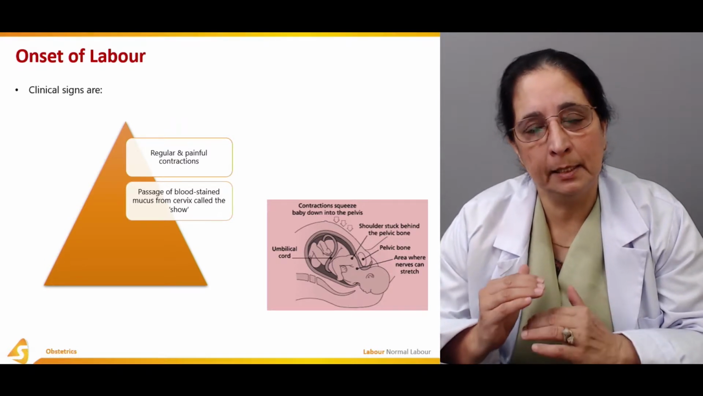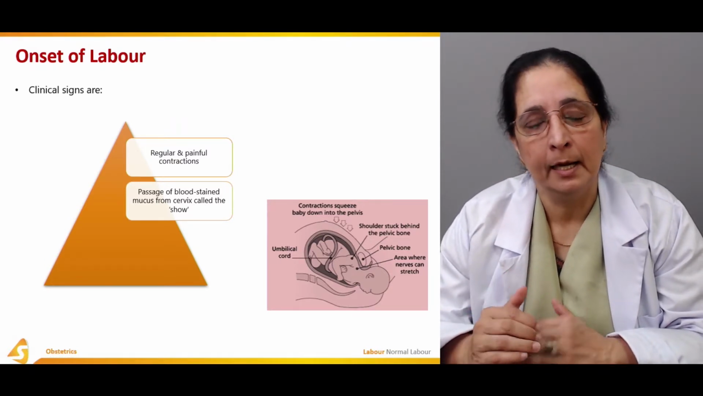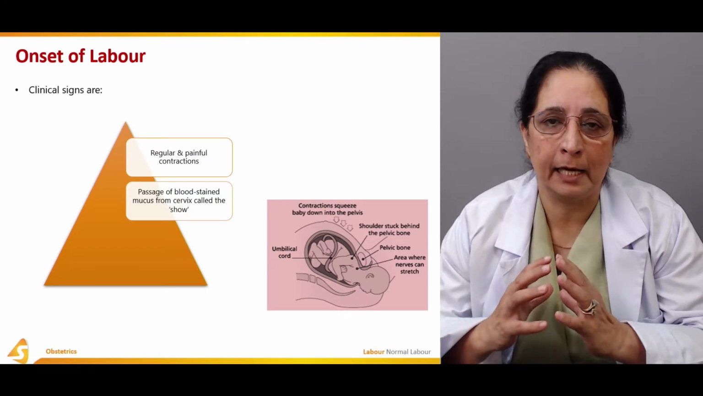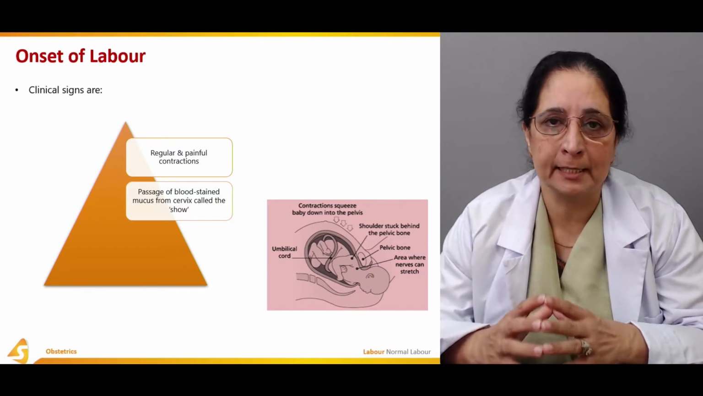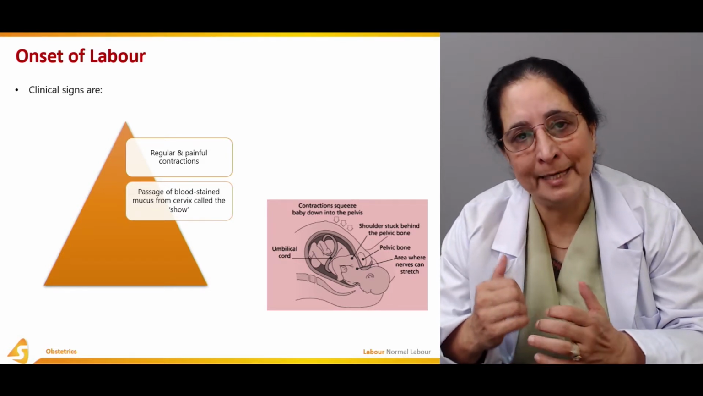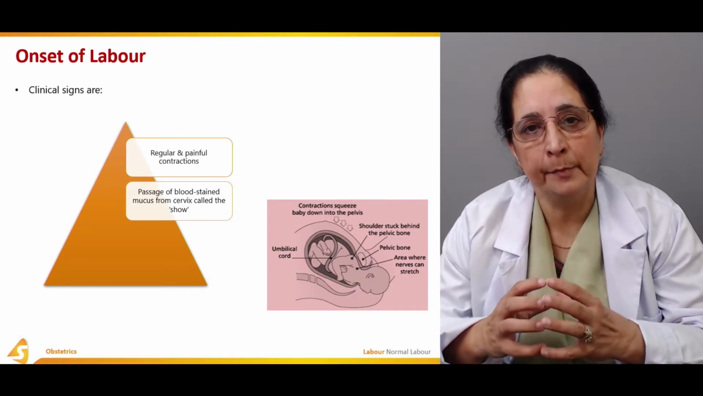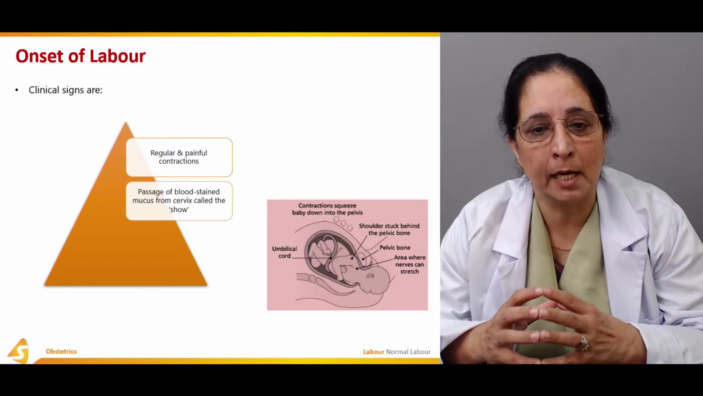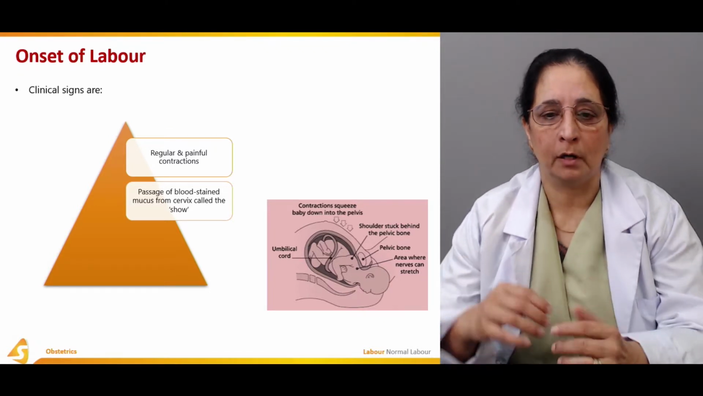Show is the mucus mixed with blood. This is the indication that the uterus is contracting, and painful regular contractions cause the bleeding. This blood, which is mixed with the mucus, is known as the bloody show or the show.